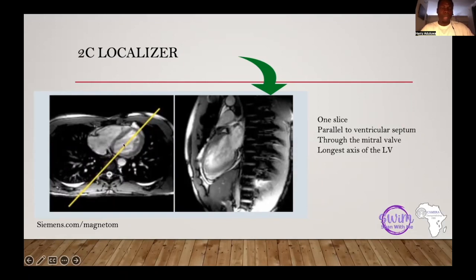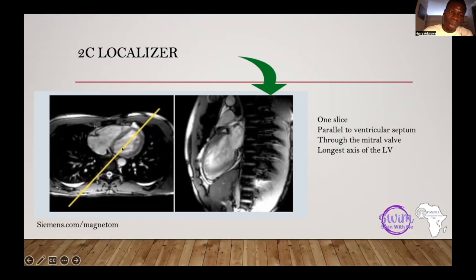Now for the two chamber, just one slice, and it has to be parallel to the left ventricular septum. This is the left ventricular septum here. The slice should be parallel to it. And like we learned in mathematics, parallel lines do not meet. So you plan parallel to the left ventricular septum through the mitral valve. In between the left atrium and left ventricle, you have the mitral valve.